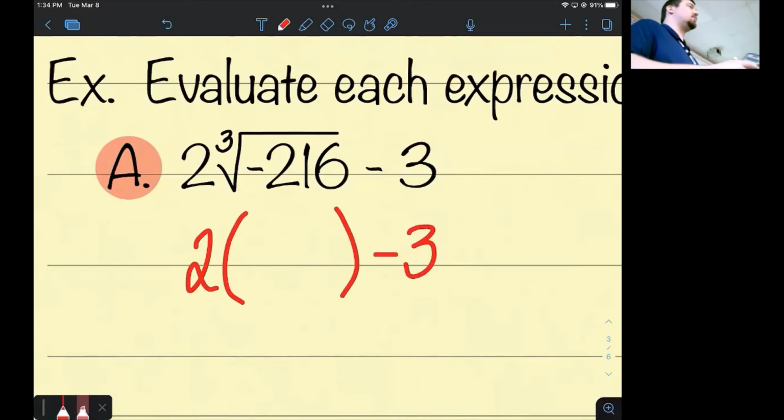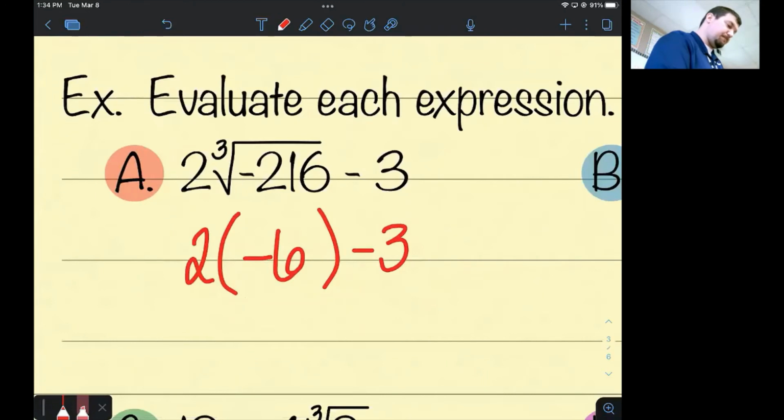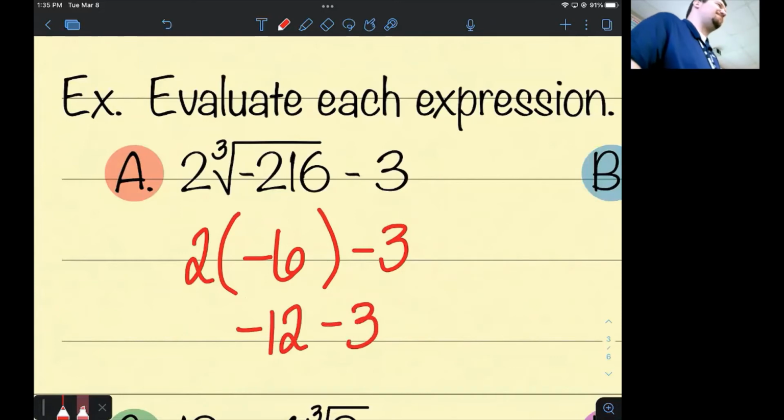You have a calculator like me? Yeah. 3, second function, exponent arrow, negative 216. Negative 6. Got it. Okay. What do I do next? Do I times by 2 or do I subtract 3, Oliver? Okay. What's 2 times negative 6? Yes. Negative 12 minus 3 is the same as negative 12 plus negative 3. What do you get for negative 12 minus 3? Negative 15.